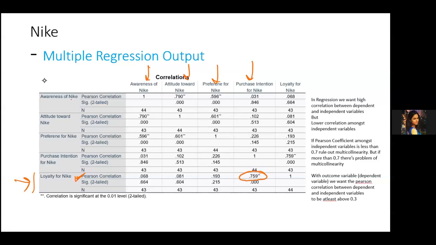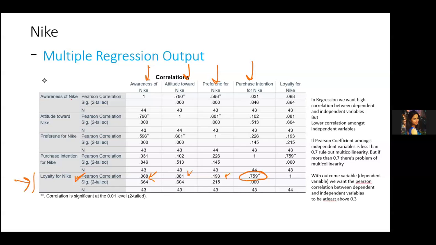And after that, it's preference, and then attitude and awareness. So you can check the correlation also कि सबसे ज़्यादा strong correlation कौन से variables से है by checking this correlation table. Okay, and whether it's positive or negative, you can also check that. Is there any negative one here?